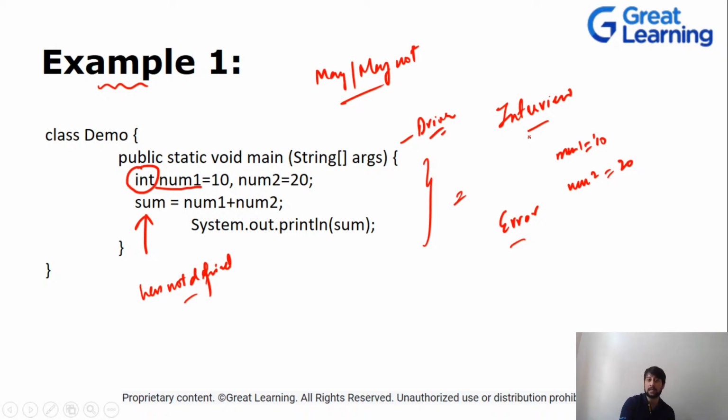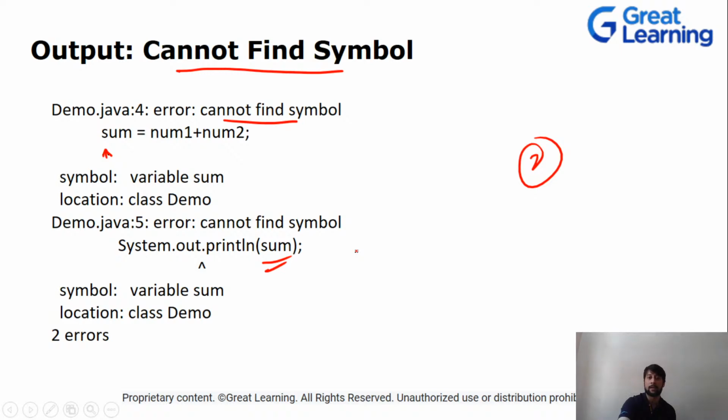Because we are using it in two places. First is over here and second is over here. So that is why we are getting these two errors. Okay, is it clear guys? Yes, exactly, sum is not being declared, and the type of error you will be getting is cannot find the symbol. Okay, cool. So now let's move ahead with our next question.